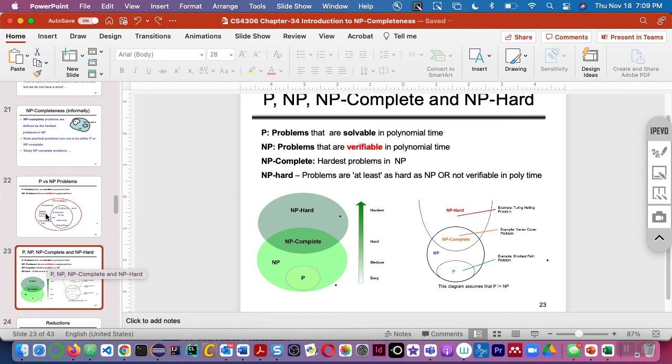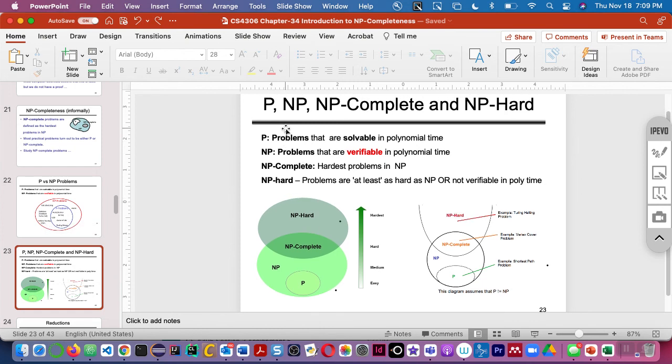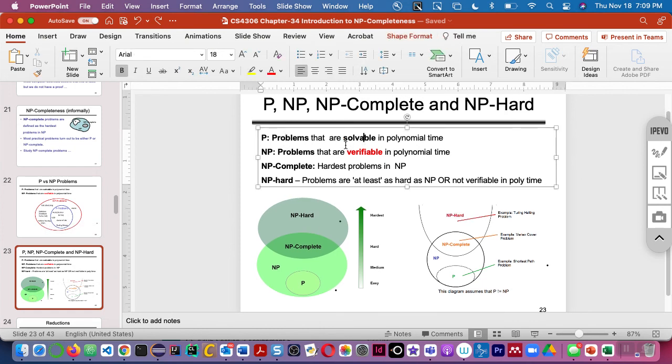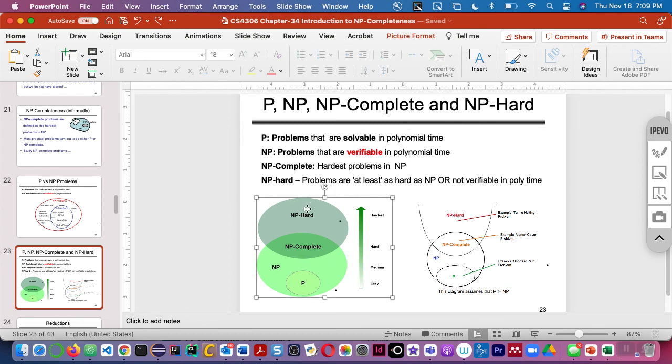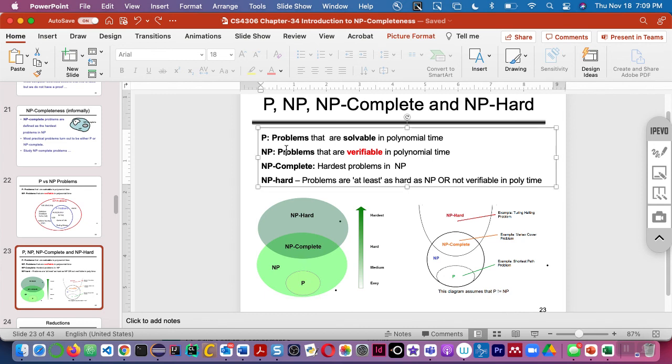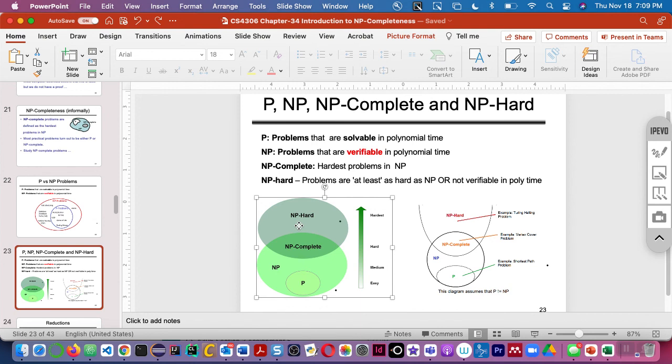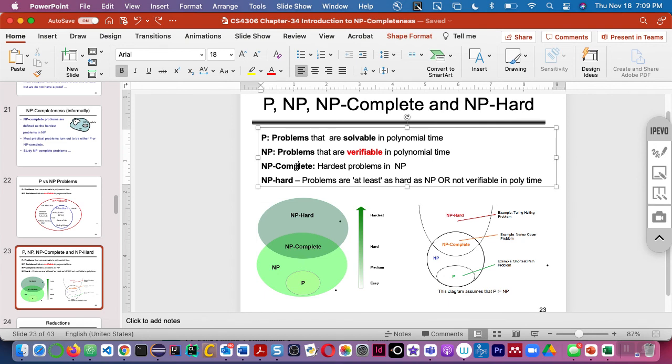Now let me give some concepts. There are terms. So P means a set of problems that are solvable in polynomial or reasonable time. Okay. And NP problems are those that are not solvable but verifiable, okay, verifiable in polynomial time. Okay, and then the term NP complete will come. NP complete problems are the hardest problems in NP. Hardest problems that cannot be solved. Okay, we believe that they cannot be solved, right?